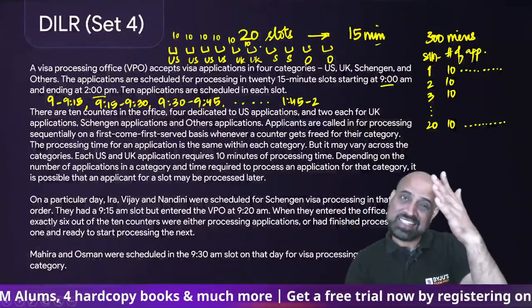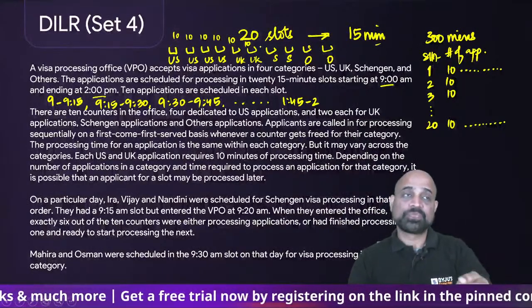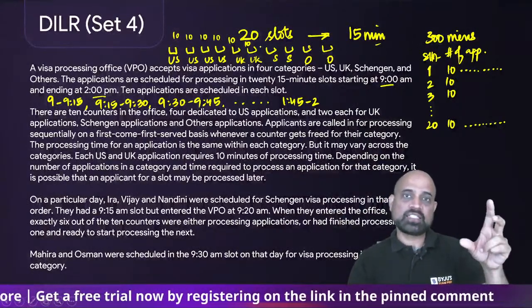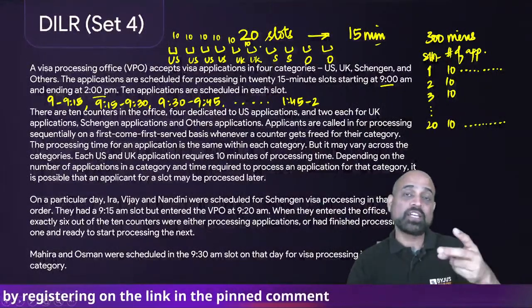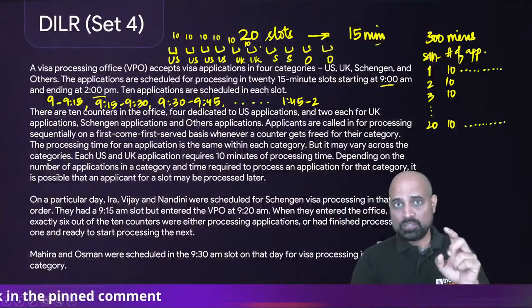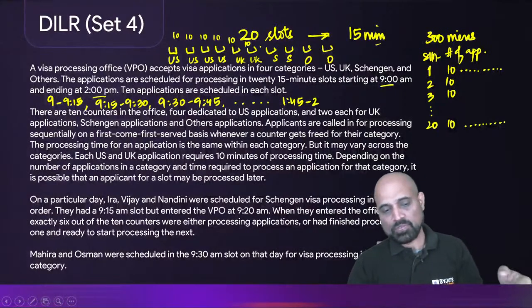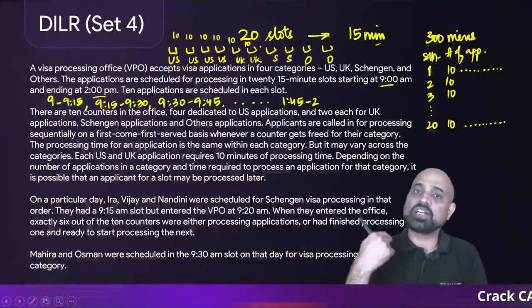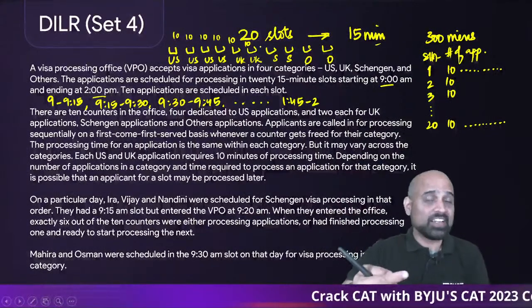or they have just finished and are about to start the next one, right? So looking at this, we can say that the US and UK counters, which had 10-minute slots and started at 9:15, are the ones where the application is still continuing, because 9:15 plus 10 minutes is 9:25, and they entered at 9:20.